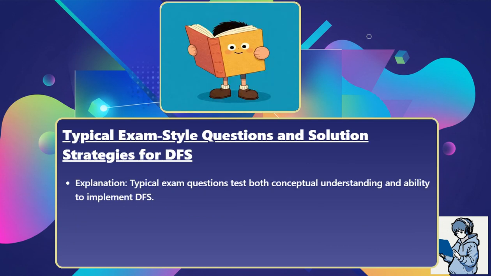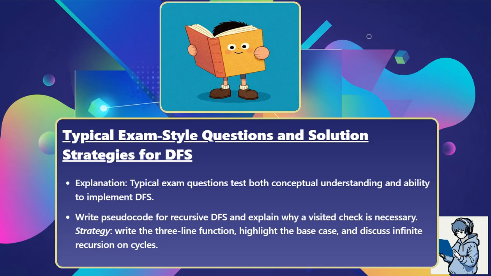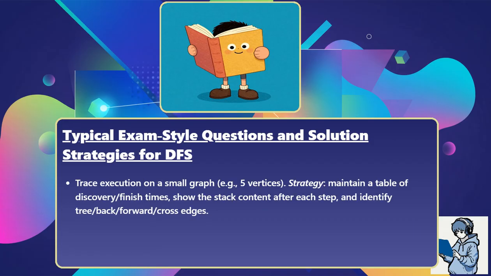Typical exam questions test both conceptual understanding and the ability to implement depth-first search. Write pseudocode for recursive depth-first search and explain why a visited check is necessary. Strategy: write the 3-line function, highlight the base case, and discuss infinite recursion on cycles. Trace execution on a small graph example, 5 vertices. Strategy: maintain a table of discovery and finish times, show the stack content after each step, and identify tree, back, forward, and cross edges.